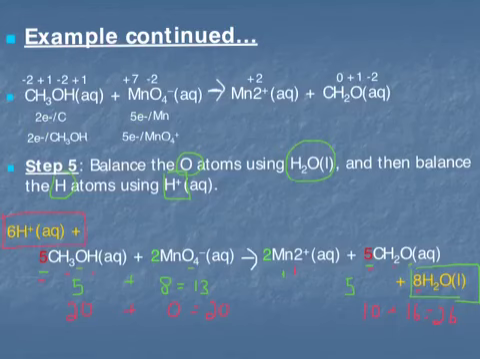So the key to balancing O's is to add water to either the reactant side or the product side, and the key to balancing hydrogens is to add H pluses to, again, either the reactant side or the product side.